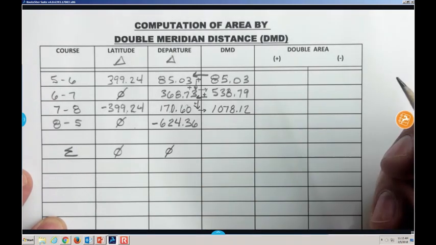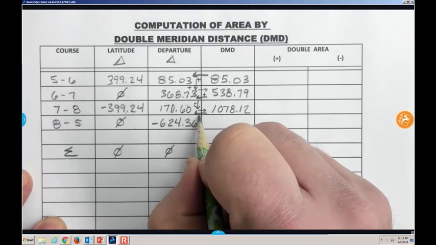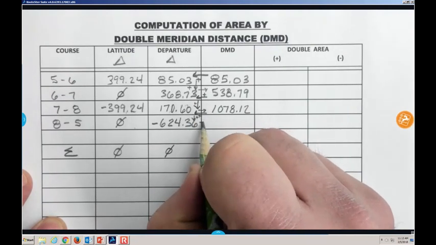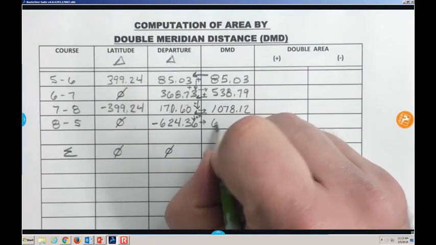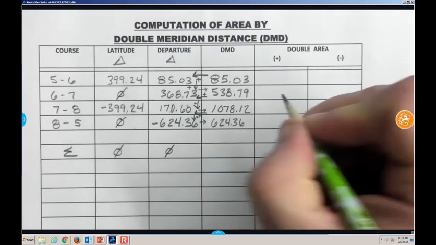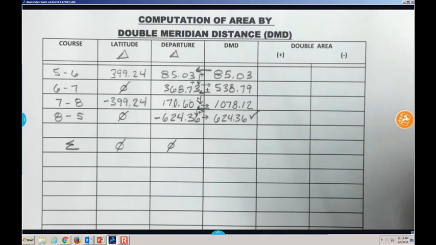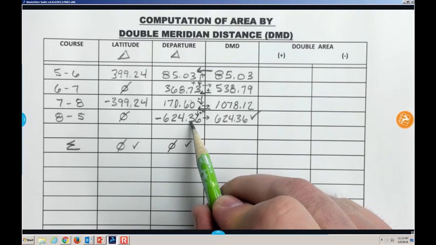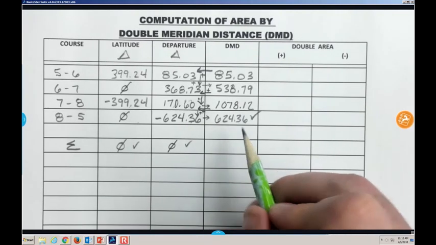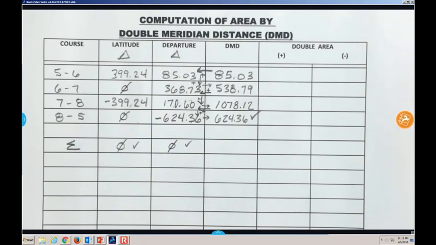1078.12. Same thing here. Over, add, down, add, and bring it over. What is it? 624.36. So we have our check there again. This is equal to this, but with a different sign, so they cancel out essentially. So we're good to go there. Our figure is a closed figure, and it also tells us that we went through this math correctly.